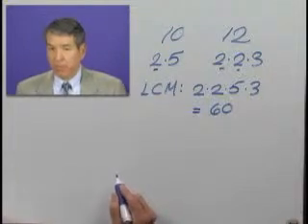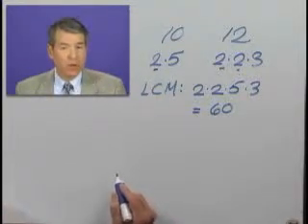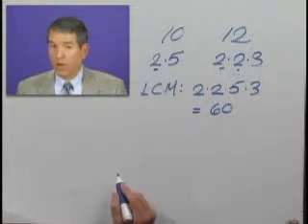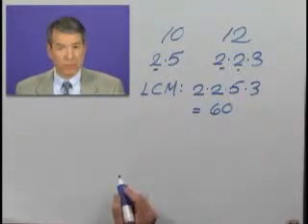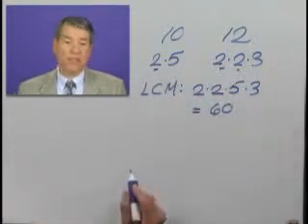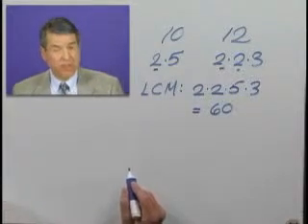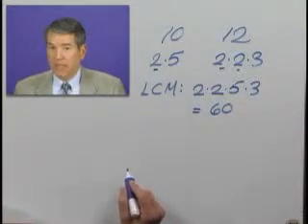Remember, when we just multiplied 10 and 12 together, we got a multiple of 120. It wasn't the least common multiple because there was a redundancy. We picked up an extra 2 that it turned out we didn't need.